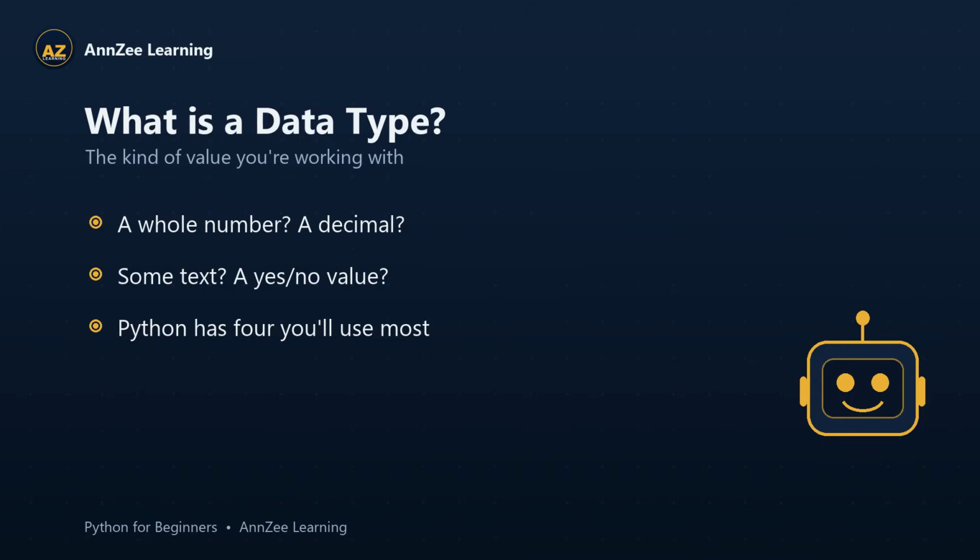A data type is simply the kind of value you're working with. Is it a whole number? A decimal? Some text? Or a yes or no value? Python has several types, and today we'll focus on the four you'll use most often.